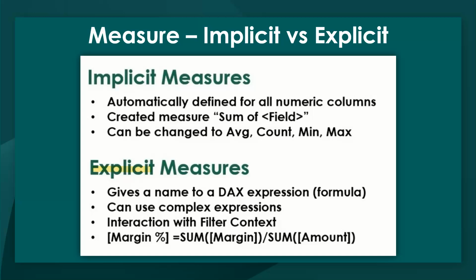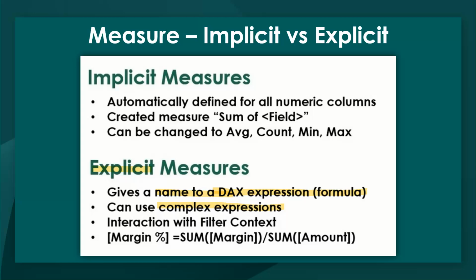So now we can say that all the DAX which a user writes in the Power Pivot window is known as explicit measures. So it gives a name to the DAX expression formula. We have to first define a name for that explicit measure and then we write the formula. Explicit measures can be used for complex expressions, definitely if we want to do some advanced analytics. So that could be complex expressions, interaction with filter contexts.